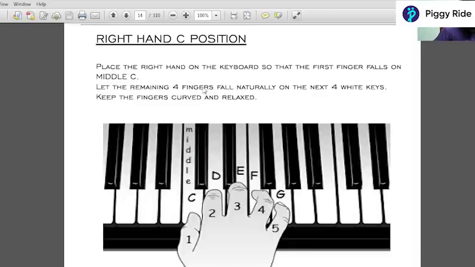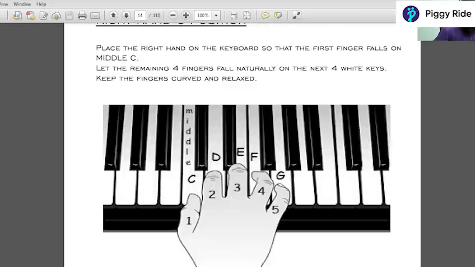Okay, let's start with the right hand C position. What is a C position? This is your middle C. In C position, you will first play these five notes: C, D, E, F, G. This is a very basic hand position. You can see it: the thumb is on C, the next finger is on D, the middle finger, number 3, is on E, finger number 4 is on F, and the fifth finger is on G, like this.